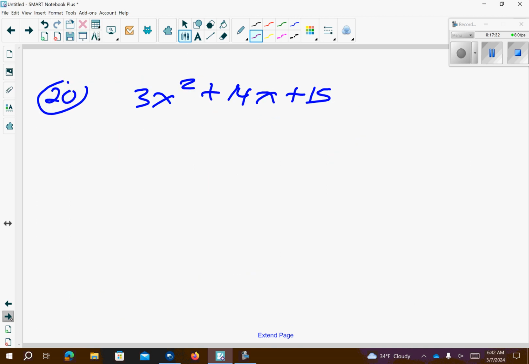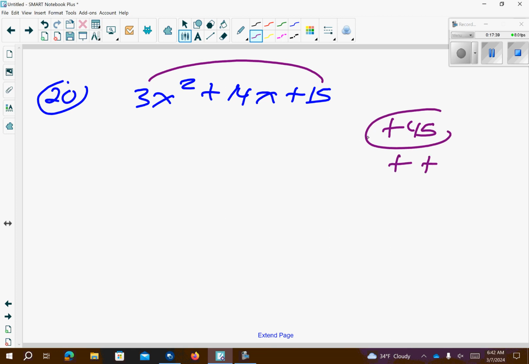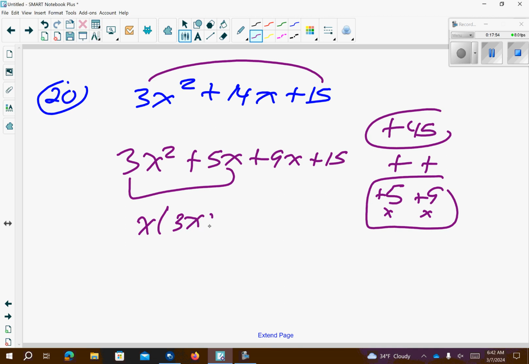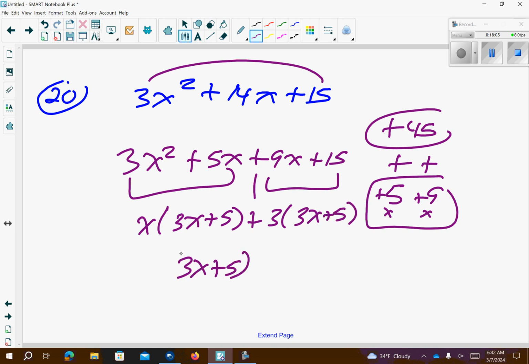Then number 20. Let's multiply those together. So I'm going to get positive 45. Both signs are positive. The factors of 45 that add to 14 are 5 and 9. So I'm going to get 3x squared plus 5x plus 9x plus 15. Factor an x out, so I get 3x plus 5. Factor 3 out, so then I get 3x plus 5 and x plus 3. There is our answer.